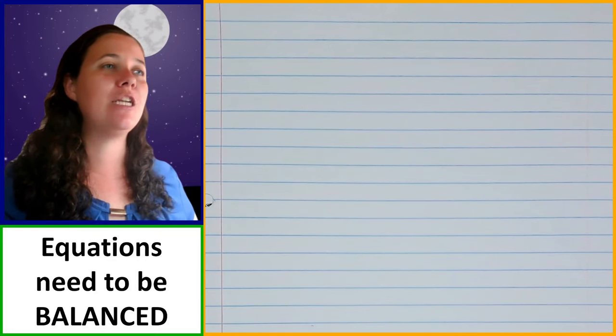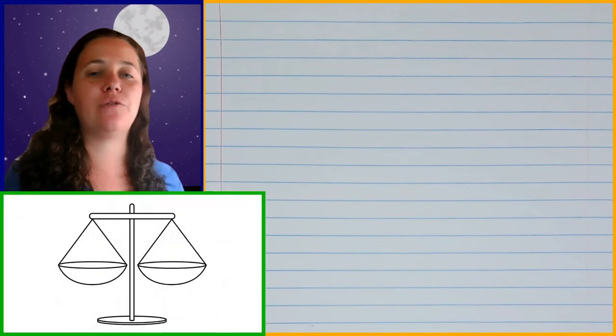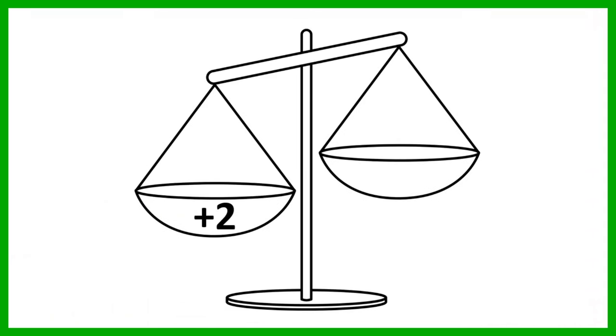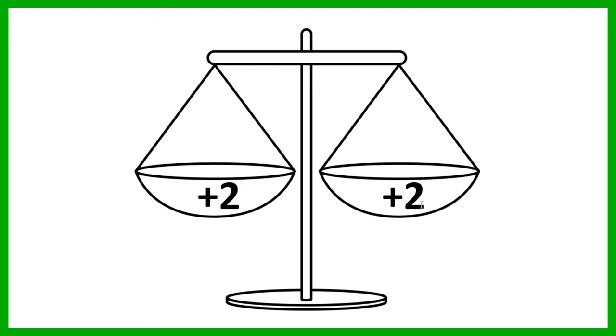Okay, so an equation is kind of like a set of scales where we've got balls on our set of scales and they can hold things. And if we add something to one of those balls, it's going to make that set of scales unbalanced. If I want to balance it again, I need to do the exact same thing to the other ball, and that will make them level again, which means that they are balanced again.